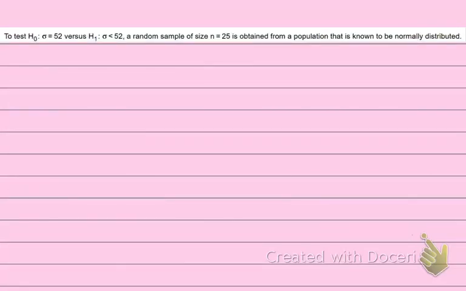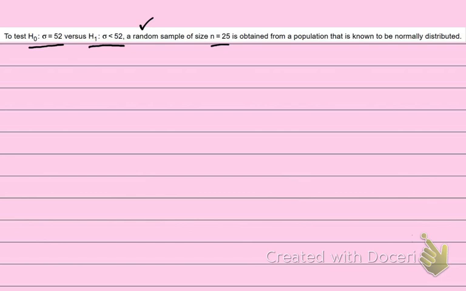All right, here is a hypothesis test for standard deviation. And they give us the null hypothesis. Null hypothesis is that sigma is 52. So the population standard deviation is 52. And for some reason, they think that sigma, the population standard deviation, is less than 52. They tell us that it is a random sample.